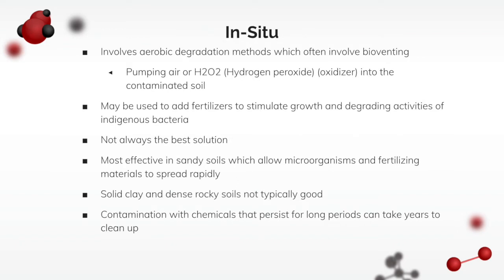Focusing on in situ bioremediation, it involves aerobic degradation methods, which often involve bioventing, which is pumping air or H2O2, hydrogen peroxide, which is an oxidizer, into the contaminated soil. It may be used to add fertilizers to stimulate growth and degrading activities of indigenous bacteria, but it's not always the best solution. It's most effective in sandy soils because it allows microorganisms and fertilizing materials to spread rapidly.